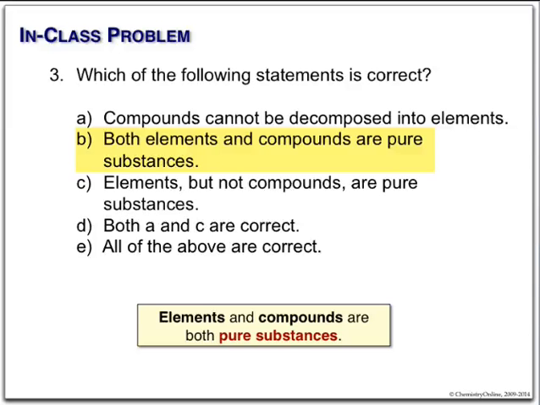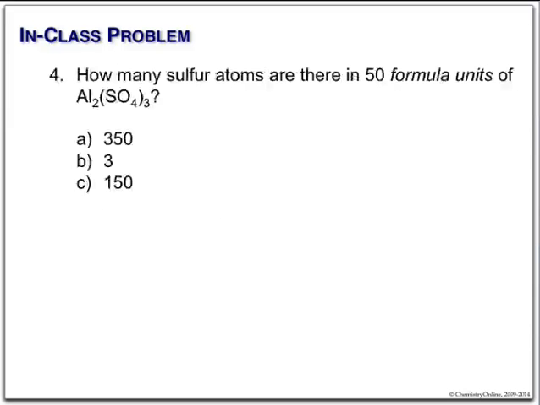All right, if we have 50 aluminum sulfates, how many sulfurs do we have? Now let me point out two things here. Formula unit. Everybody is going to want to call this a molecule, but technically it's not. We'll learn that in chapter 3. So we have to call it a formula unit. What that simply means is one of these guys.